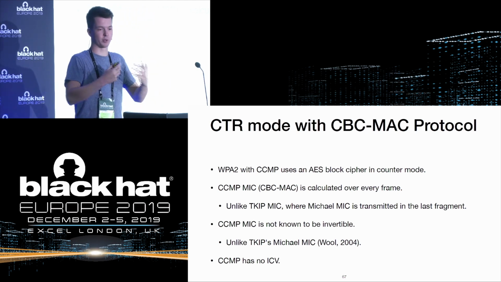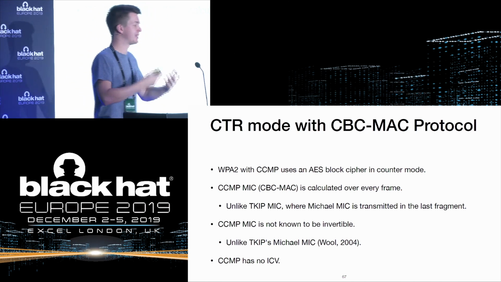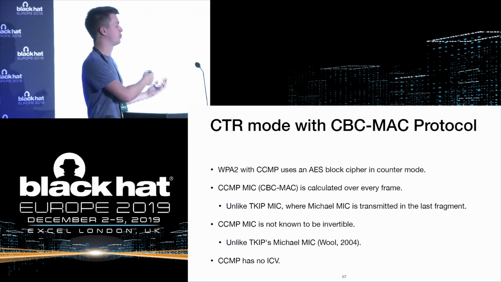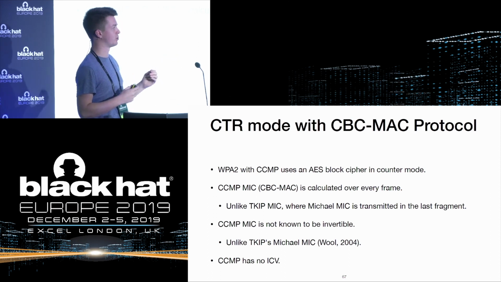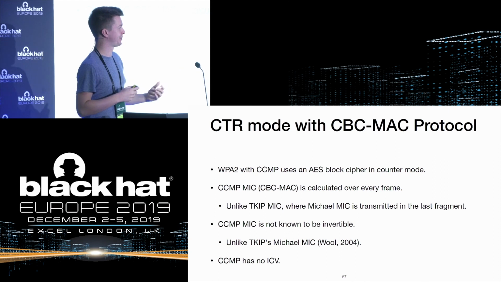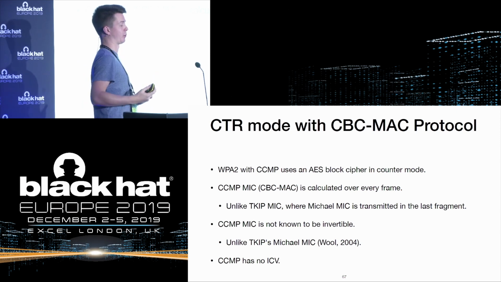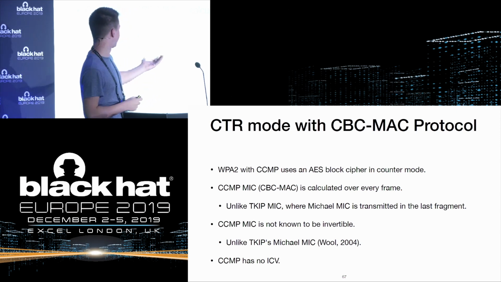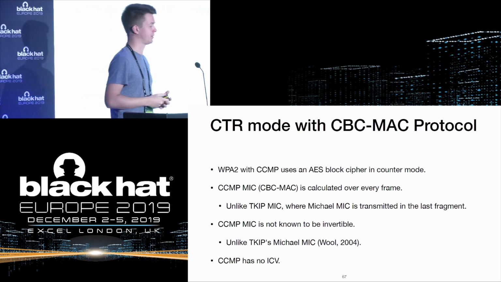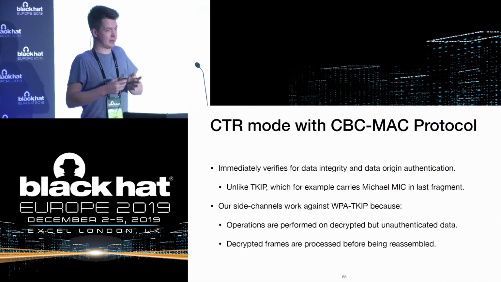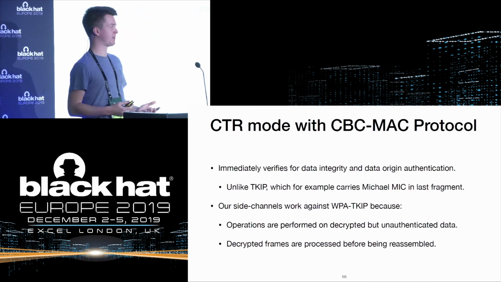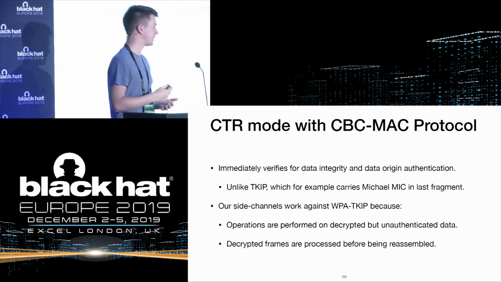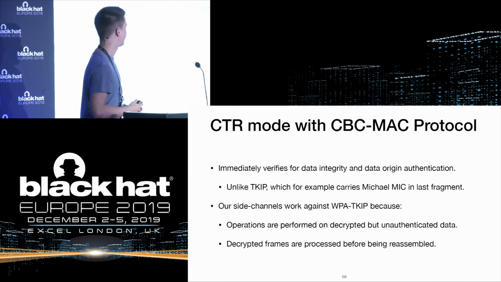So we cannot postpone the authenticity check over frames anymore, like we were able to do with TKIP, where we were able to set the fragmentation number so that Michael MIC is only checked in the last frame, which is never transmitted. So that no longer works in CCMP. Similarly, the CCMP MAC is not known to be invertible, so we cannot exploit this feature. So CCMP will immediately, for every frame it receives, do a validation of its data integrity and its origin authentication, which is very important in these kinds of networks.